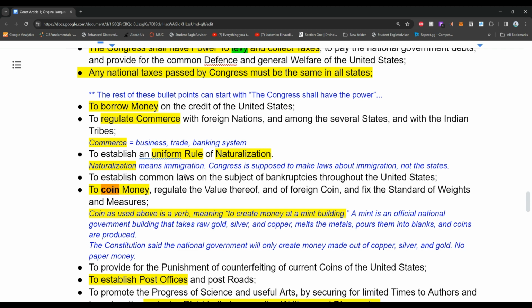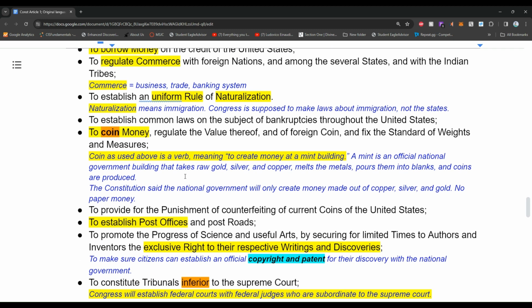The orange highlight says Congress can set up a system to coin money. And coin is a verb there. That's where you have these huge buildings called mints, and they take melted down, let's say, silver, and it's poured into molds that when they cool, they make coins. Back then, without paper money, the mint buildings had to turn out all the copper, silver, and gold money of the United States.